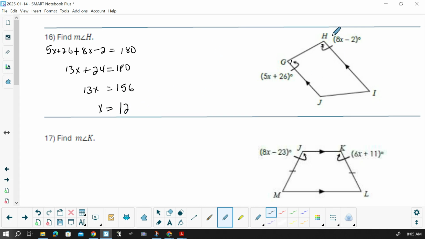All right, then it says find angle H. Angle H was this one, so 8 times x minus 2. My x is a 12. 8 times 12 minus 2 is 94.